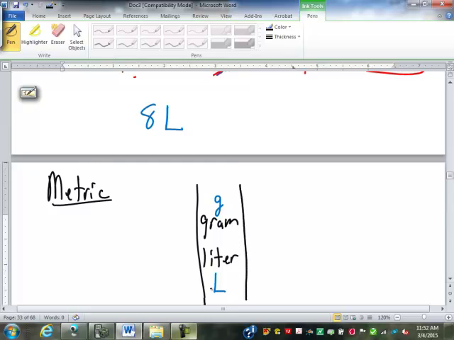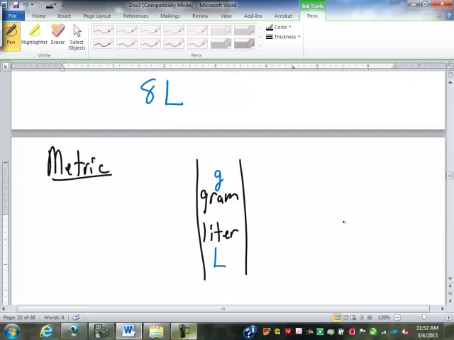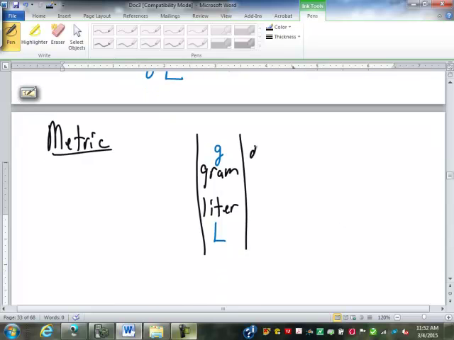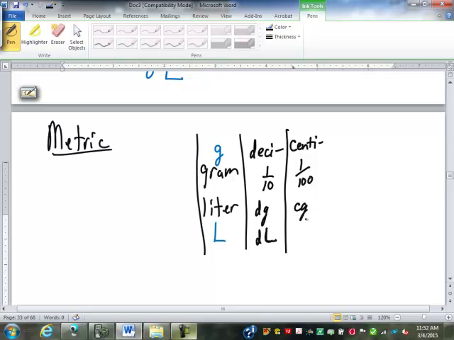Now as we get smaller, if we need to measure something smaller than a gram or a liter, we use metric prefixes. The metric prefix deci means 1/10. So a decigram or a deciliter would be 1/10 of a gram or 1/10 of a liter. The prefix centi means 1/100th. So CG would be centigram, CL would be centiliter. That's 1/100th of a gram or 1/100th of a liter.